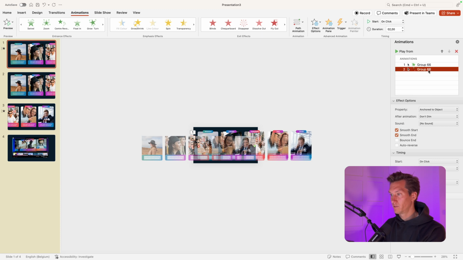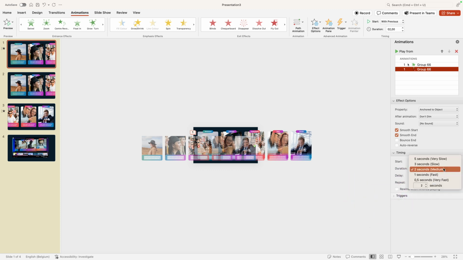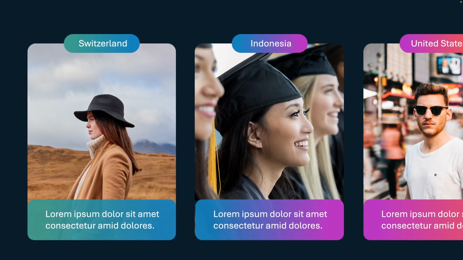And then we want to have that on a click. No, we want to have that with previous. And the duration can be slow. 5 seconds is still fast, so custom, let's do it 30 seconds. You can really choose how much this is for you. And now let's preview. And then as soon as we click, it fades in and the presentation will start looping.